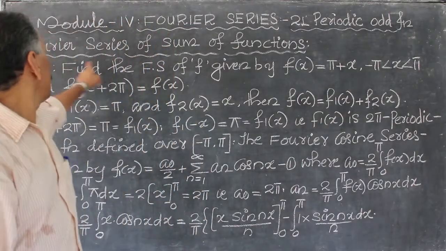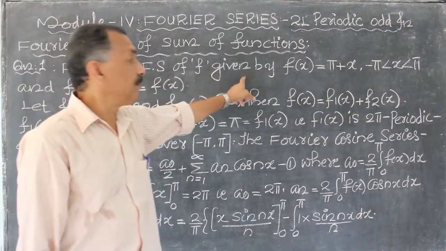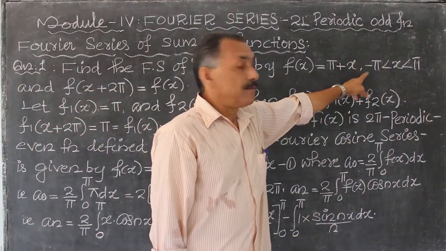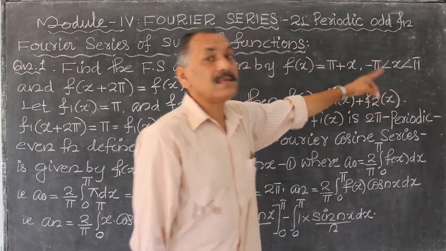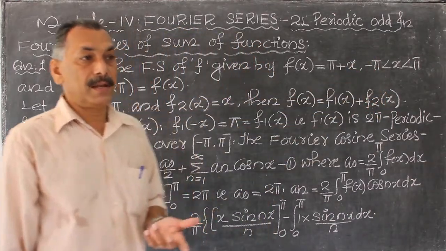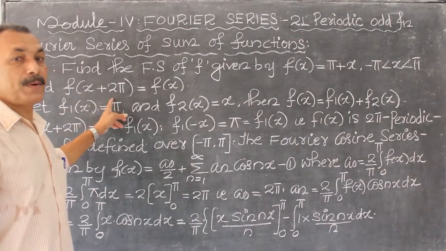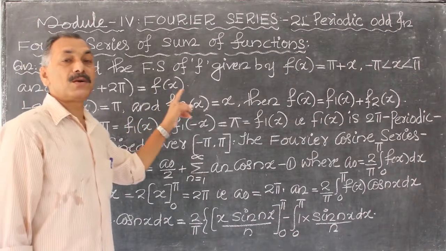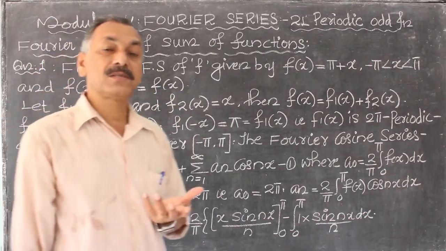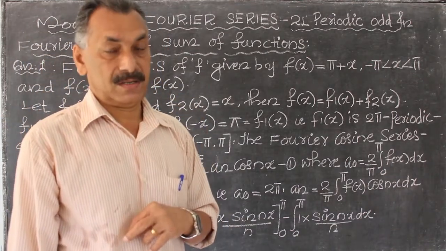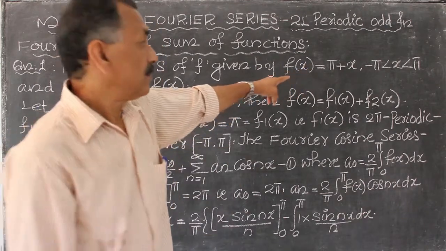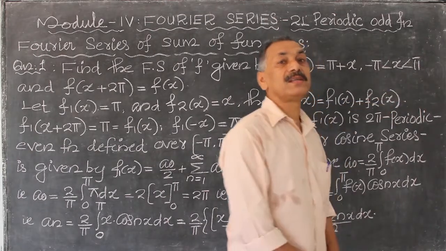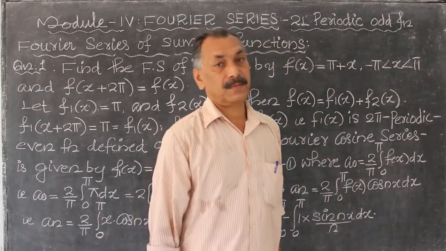Find the Fourier series of f given by f of x is equal to pi plus x, where minus pi less than x less than pi, and again f of x plus 2 pi is equal to f of x. Since f of x plus 2 pi is equal to f of x, this function f of x is a 2 pi periodic function defined over the interval minus pi to pi.